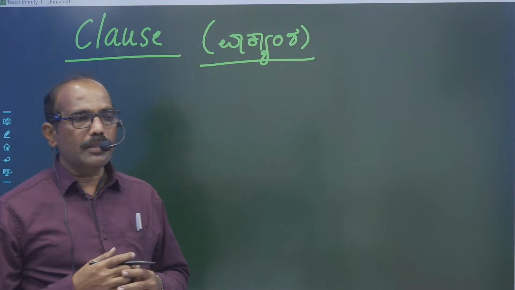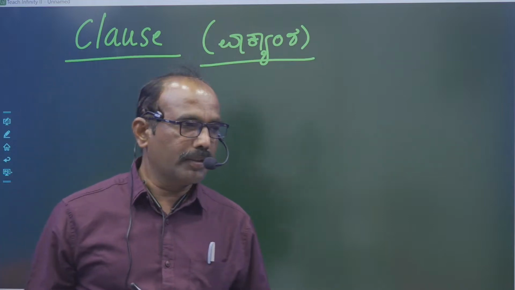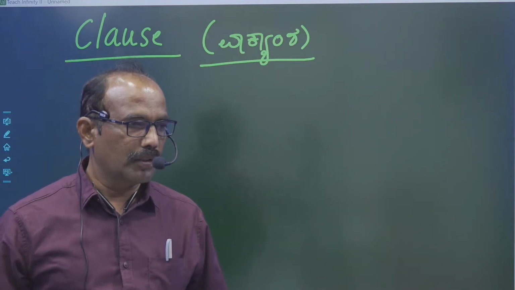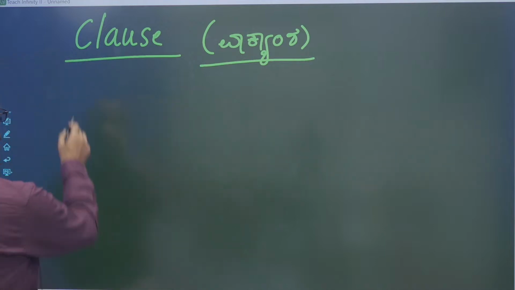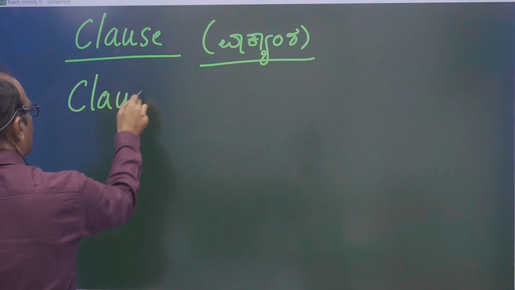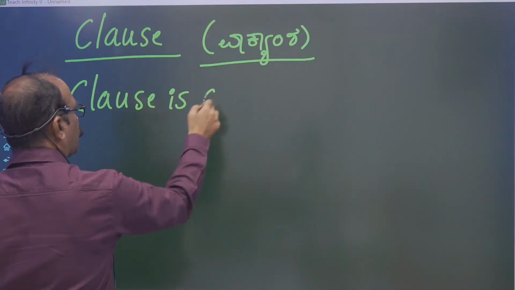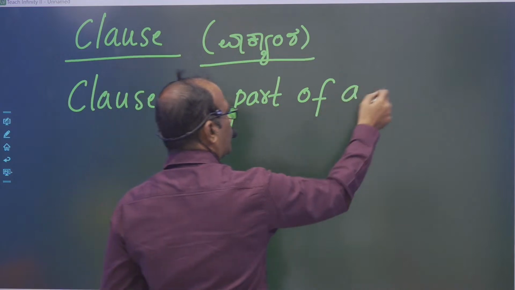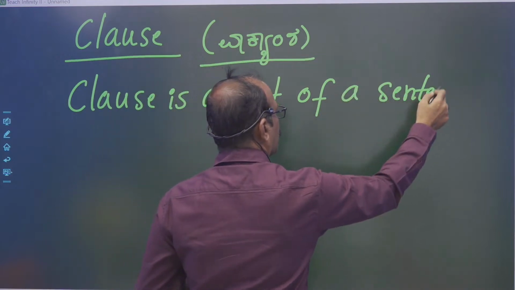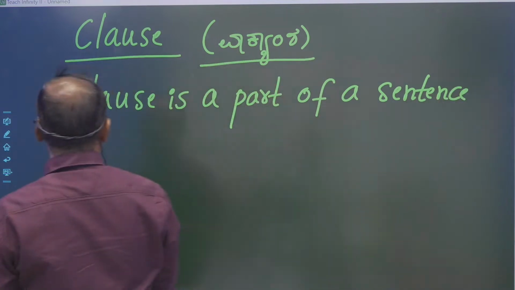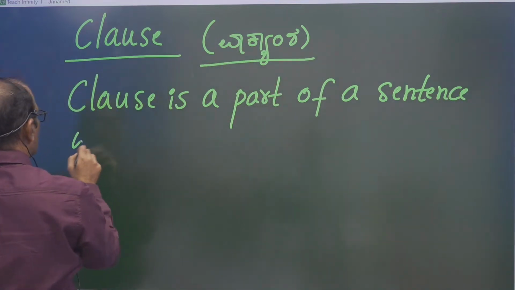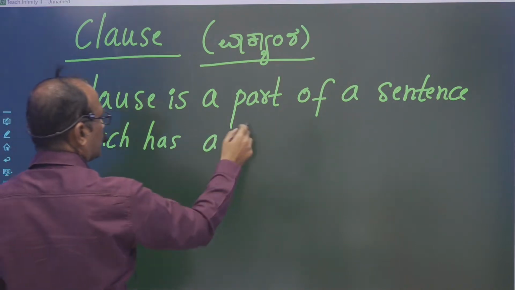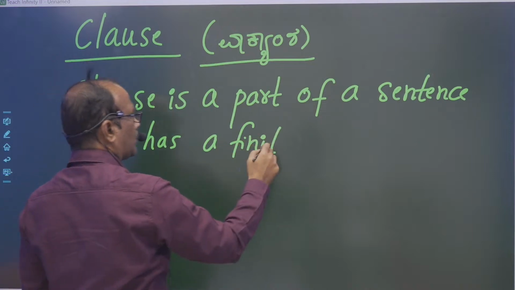So clause is actually a part of a sentence which has a finite verb with it. This is the definition of clause. Clause is a part of a sentence. Look at this definition. Clause is a part of a sentence which has a finite verb with it.